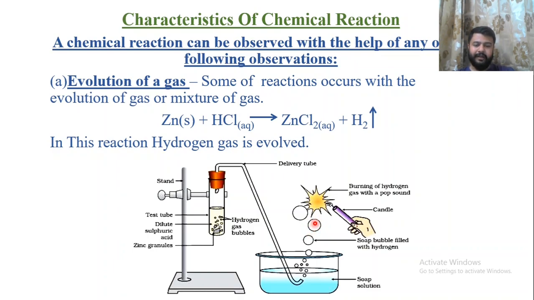In order to detect whether the produced gas is hydrogen or not, we use this method, that is a candle. If we put a burning candle near the hydrogen gas, because hydrogen is very flammable, the hydrogen gas burns with a pop sound.